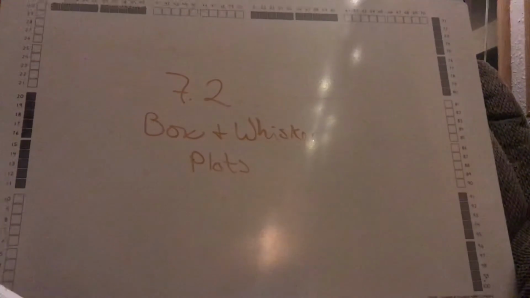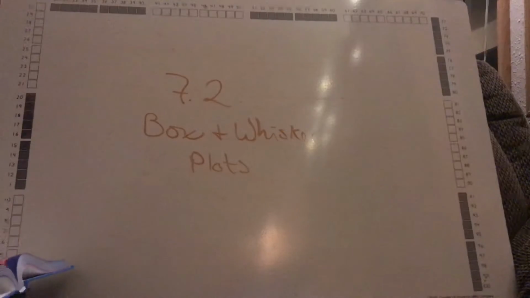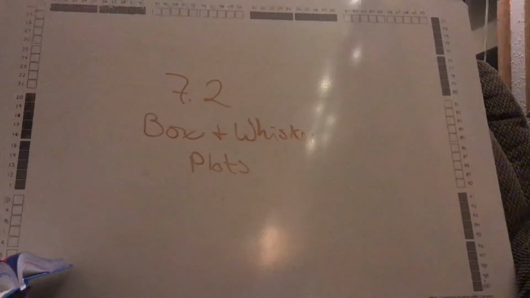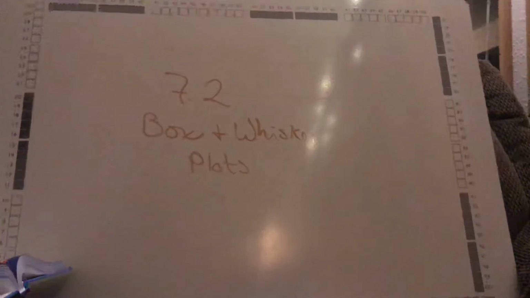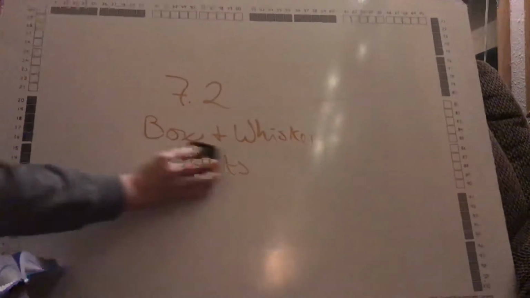All right, for 7.2, we're going to be looking at box and whisker plots. So most of chapter 7 is about data, how to interpret data, how to represent data. And so a box and whisker plot is just another way to represent or to demonstrate the data that you have.